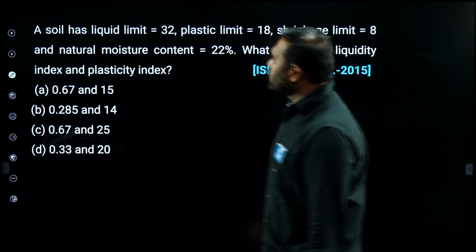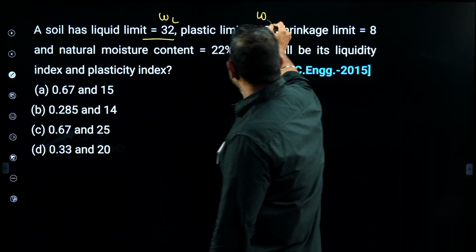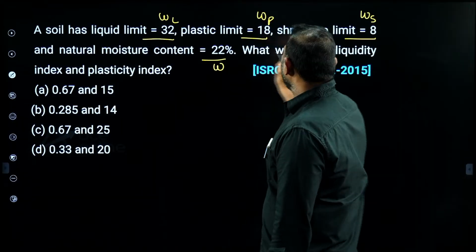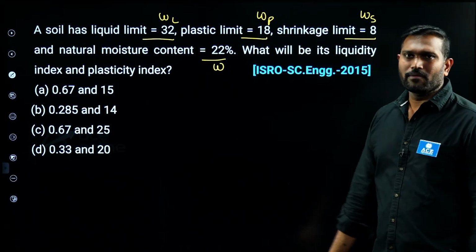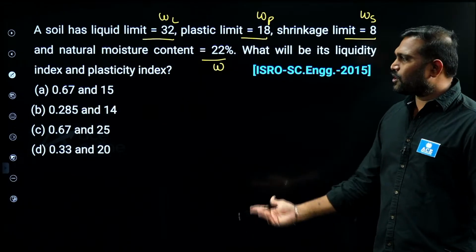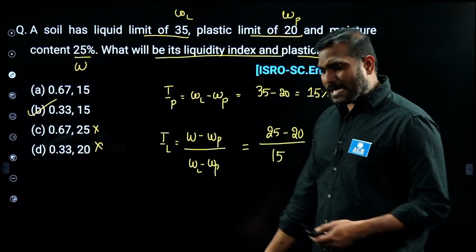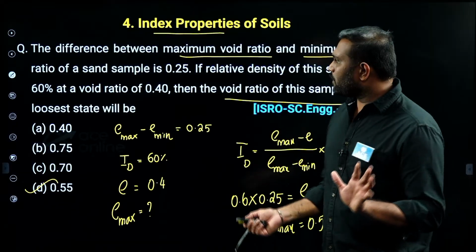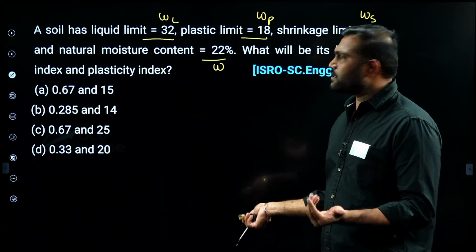Now again, a soil has a liquid limit of 32, plastic limit, shrinkage limit WS, natural moisture content W. What will be its liquidity index and plasticity index? It is similar to the previous question only. I'm not going to do it; you can solve it on your own. It is exactly like this question. In chapter number 4, the majority of the questions will be coming from the Atterberg limits only. You see the previous questions, all these things are. So they will be coming based more on the Atterberg limits.